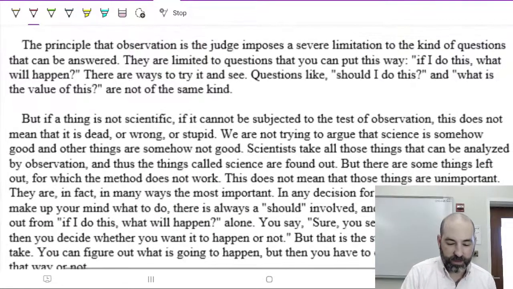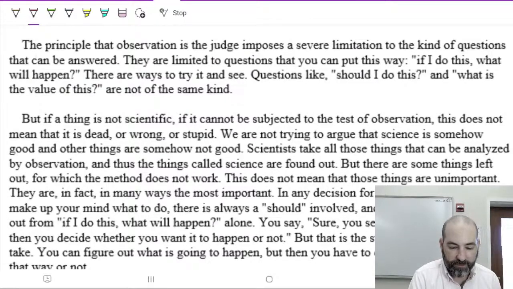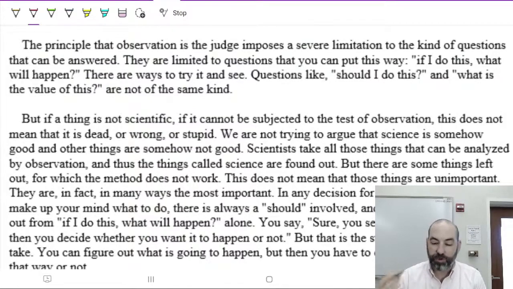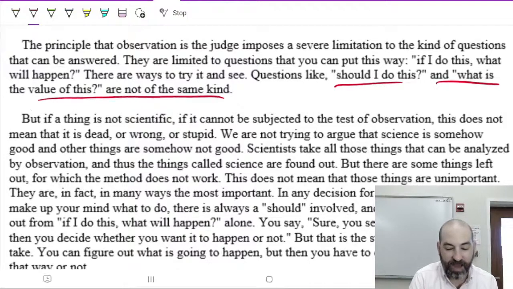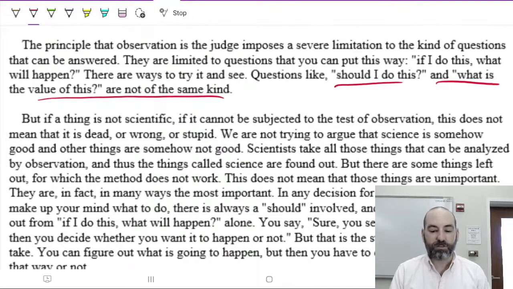All right, and so this is, again, kind of what I was talking about before. The principle that observation is the judge imposes a severe limitation on the kinds of questions that can be answered. You can pretty much just say things like, if I do this, what will happen? Questions like, should I do this, and what is the value of this, are not of the same kind. So you can't really use the scientific method to decide if you love someone, or if something is a good idea or not. And so sometimes we use the scientific method in those situations anyway, and we come up with something that sounds science-y, but it isn't really, because it wasn't meant to be that in the first place, right?